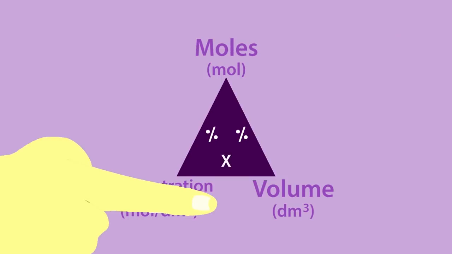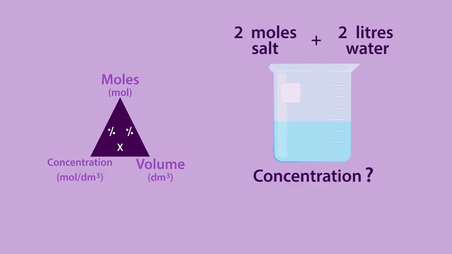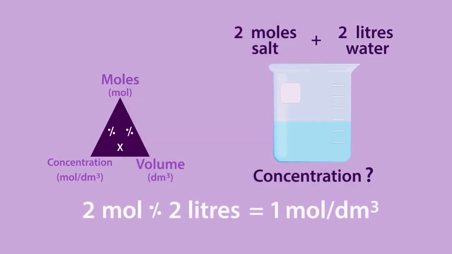Let's try this now. If you have 2 moles of salt and dissolve it in 2 liters of water, use the formula triangle to calculate the concentration of the salt solution. Don't forget the units. Pause, write down your working, and continue when ready. 2 moles divided by 2 liters is equal to 1 mole per decimeter cubed. Did you get it right? And did you include your units?